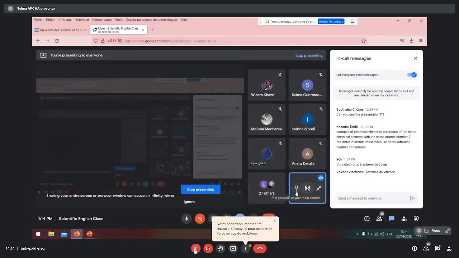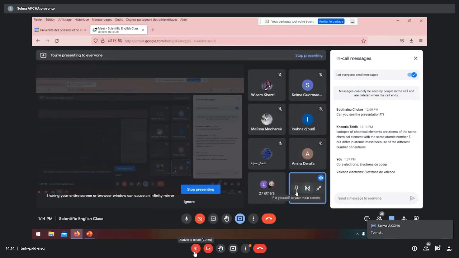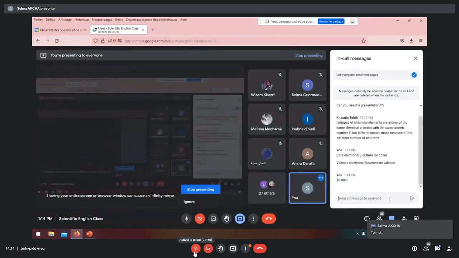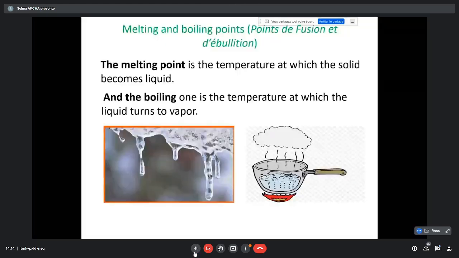Quelque chose qui fond. To melt. C'est quelque chose qui fond. Melting, c'est quelque chose qui fond. En science, on dit fuser. Faire une fusion. Fuser. OK? To melt, c'est fuser ou fondre. The melting point, c'est le point de fusion. The boiling point, c'est le point ou la température d'ébullition.